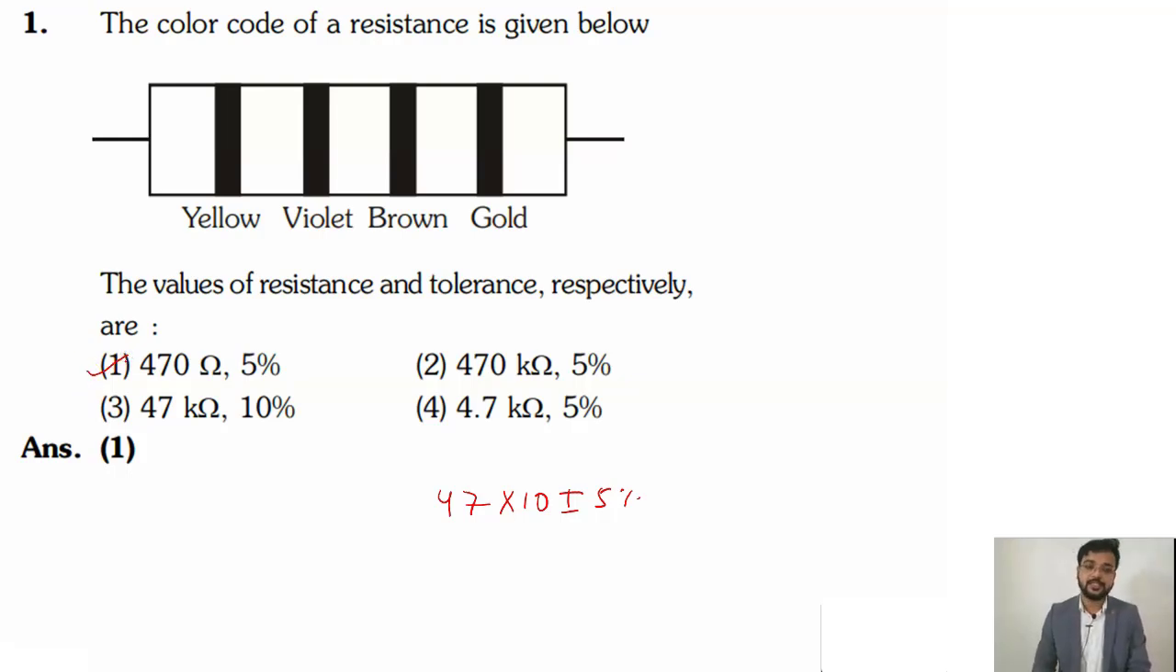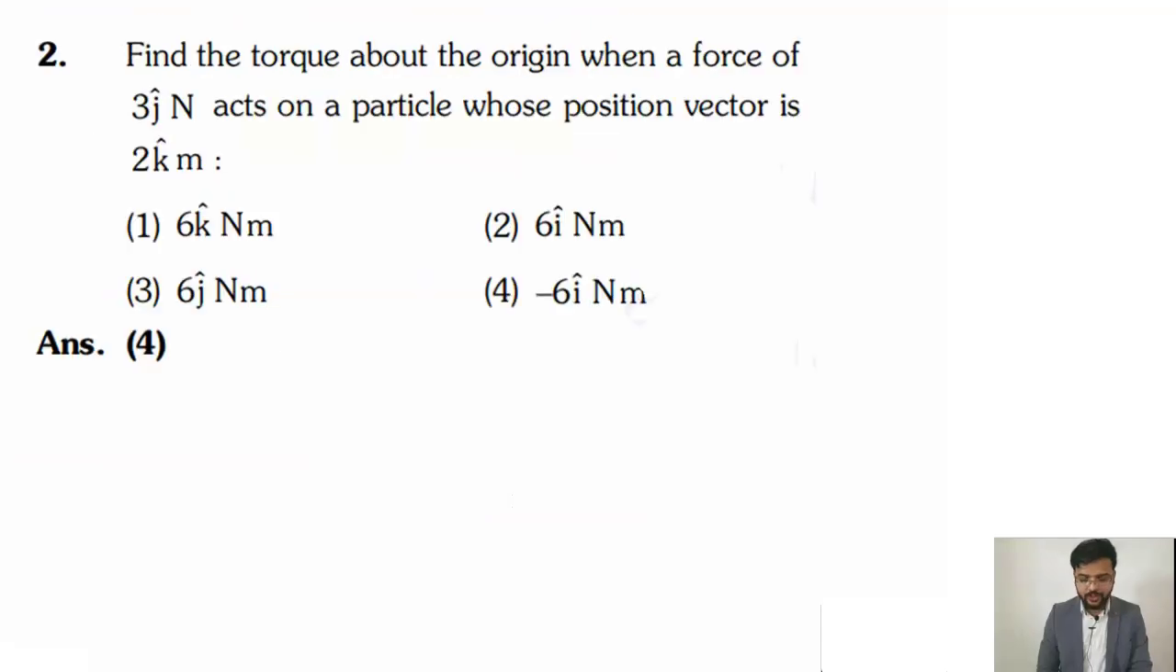You can see this in the NCERT book. There is a table given, showing for which color which number will come, which digit will come, which multiplier will come. You can follow your NCERT book. Okay. Let's take the second question.